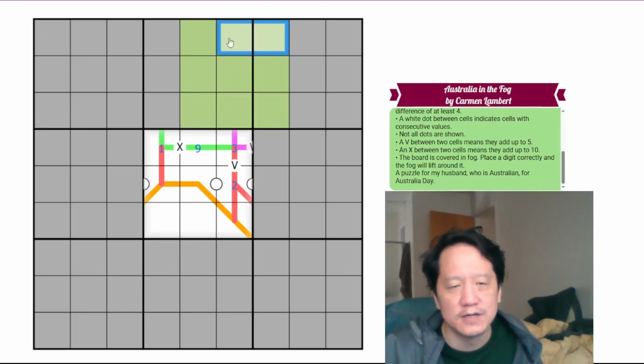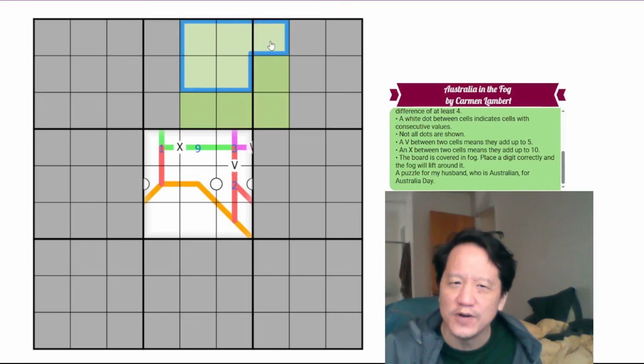So I think that's standard or typical fog of war, is what I call it.